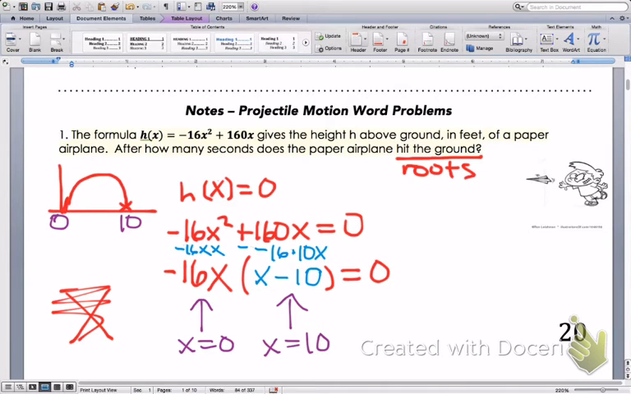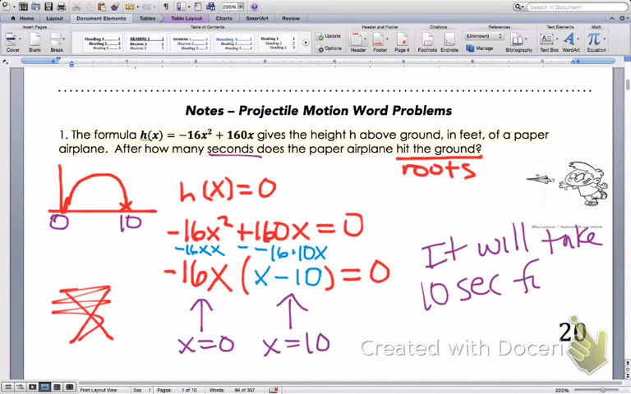So it takes 10 seconds or so, and I'm assuming we're in seconds here, I didn't actually write it out, to hit the ground. So the answer would be, oh, here it is, seconds. After how many seconds does a paper airplane hit the ground? So it will take 10 seconds. So we'll just write in a quick sentence. It will take 10 seconds for the paper airplane to hit the ground.